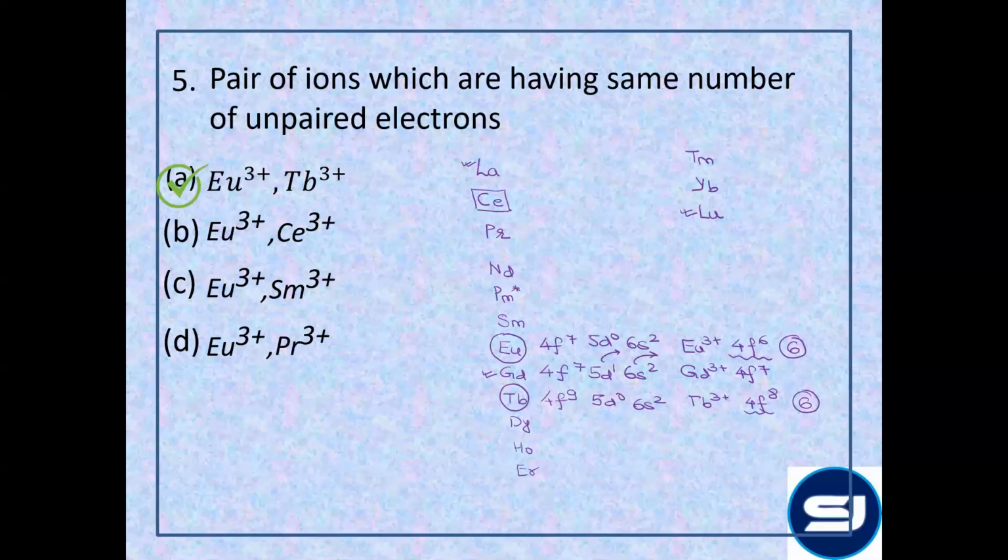Likewise, बाकी का भी आप find out कर सकते हो, खाली reference को याद रखो. लैंथनम 4f0 होता है, 5d1 6s2. गैडोलिनियम लास्ट वाला जो है वो 4f7 5d1 और 6s2 होता है.